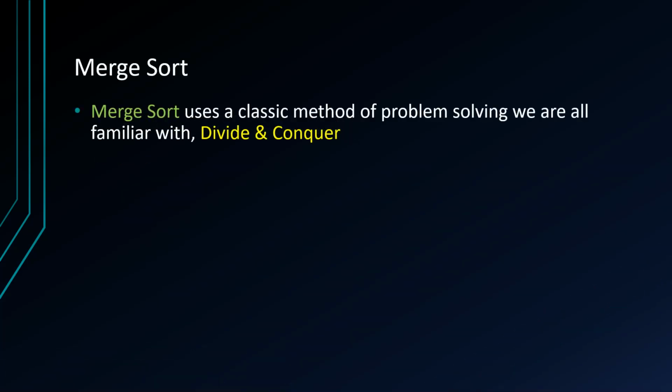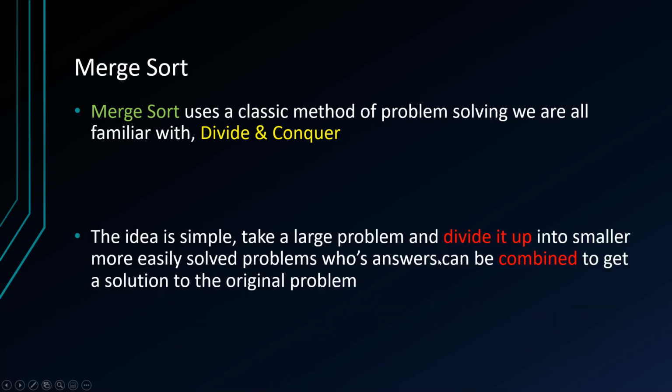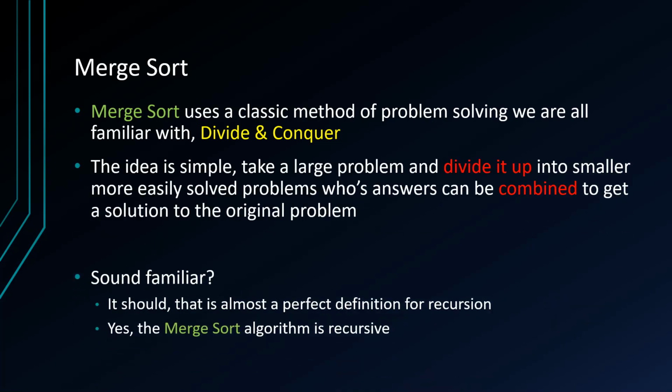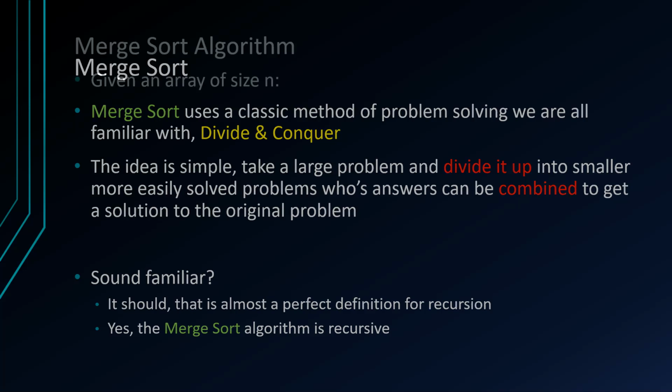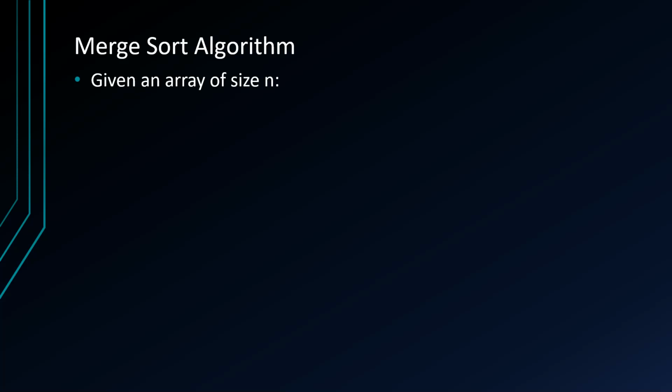So merge sort uses that classic method of problem solving we've come to know as the divide and conquer strategy. And what that basically means is we divide up our large problem into smaller, more easily solved problems. And then once we've solved those small ones, we combine it all back together to get a final solution to the original problem. Does that sound familiar to you? It should. That's almost the exact definition of recursion, which is why, of course, we use recursion when we implement the merge sort algorithm. So, how does this whole process work?